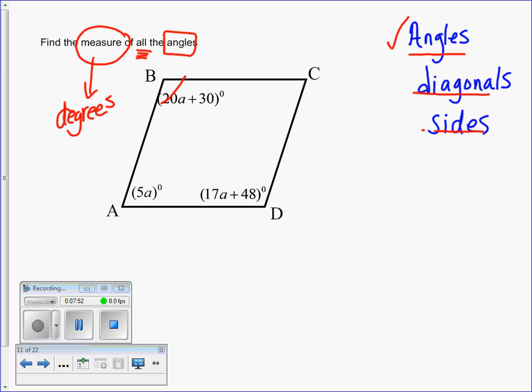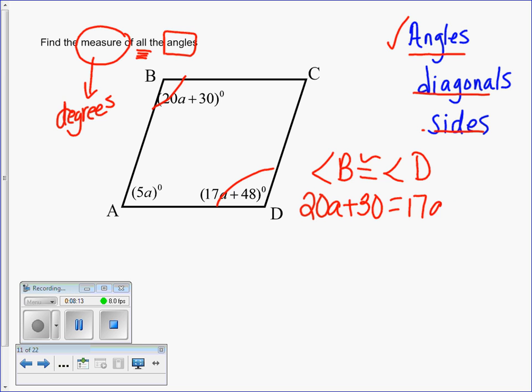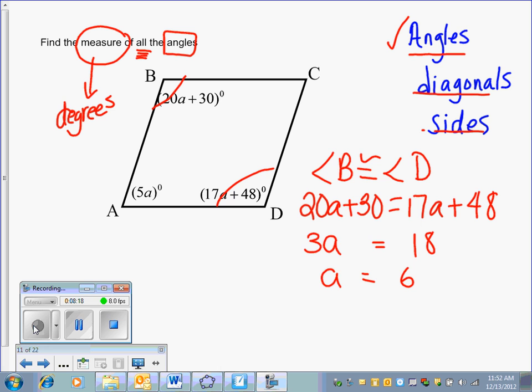So what angle is opposite angle B? You guessed it, angle D. So angle B is congruent to angle D. That's one of the properties. And the next thing we want to do is substitution. So we're going to substitute in for angle B, 28 plus 30 equals 17A plus 48. All right, once we set it up and we do our subtracting and our adding, we find out A is 6. And so we're done, is that right?